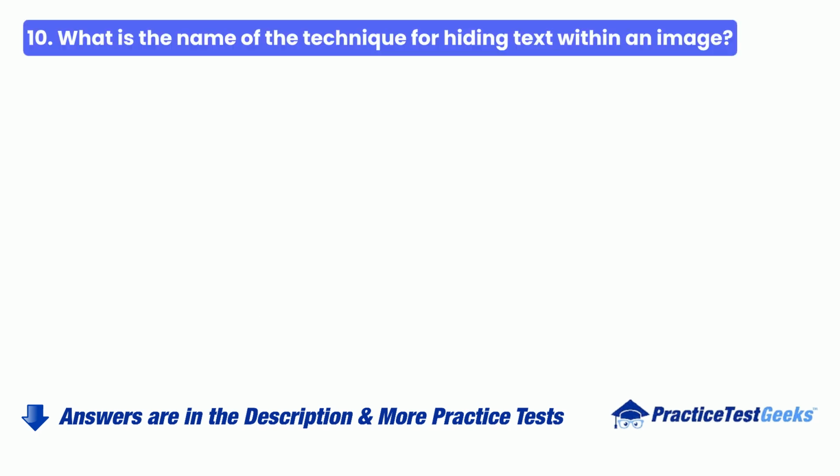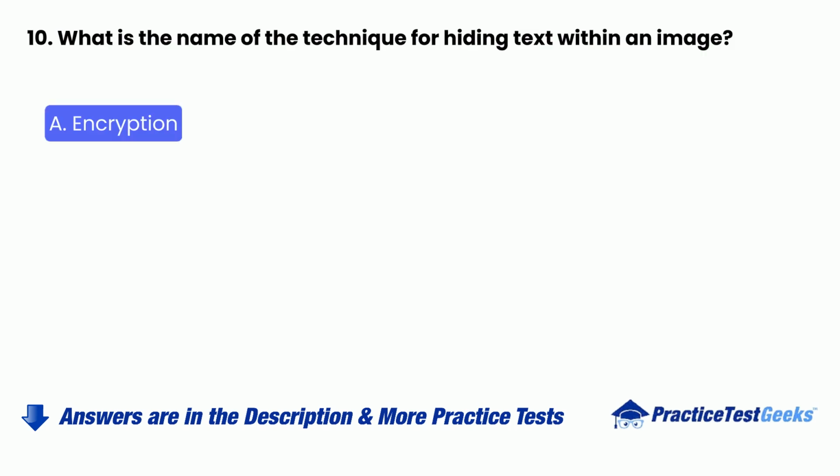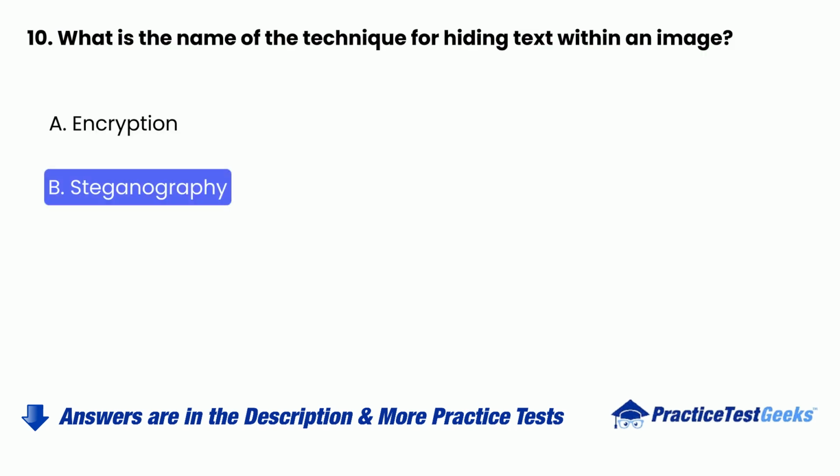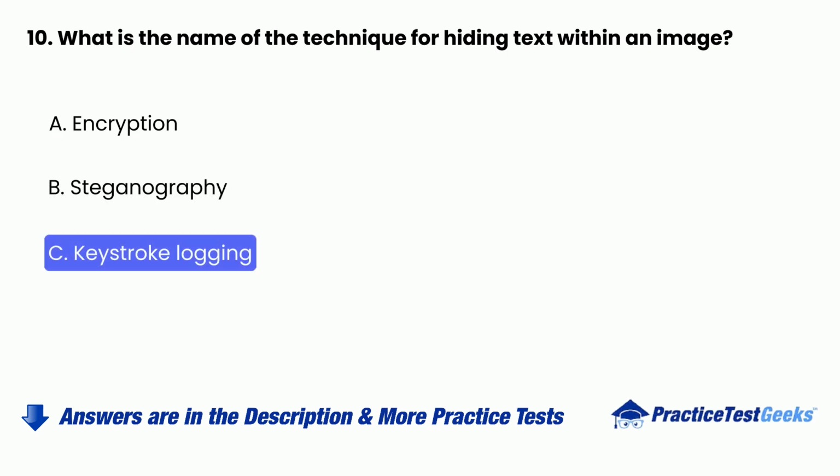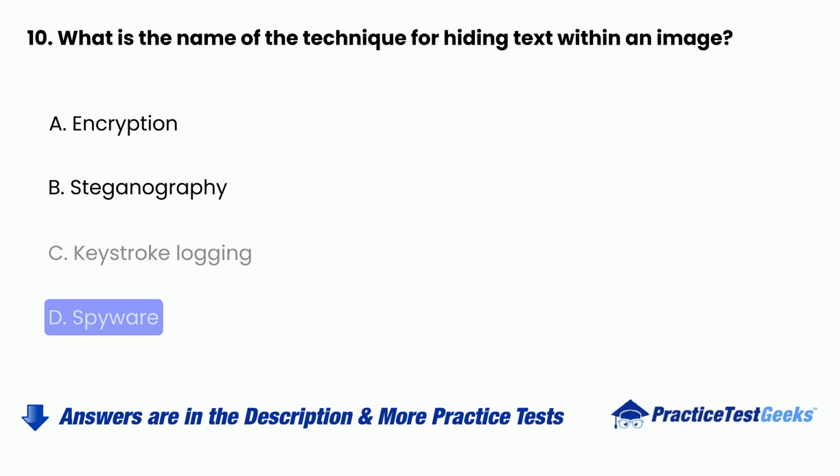10. What is the name of the technique for hiding text within an image? A. Encryption. B. Steganography. C. Keystroke logging. D. Spyware.